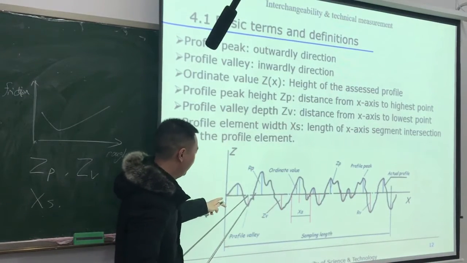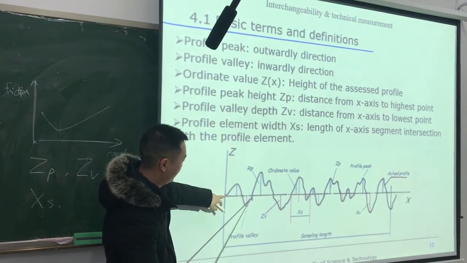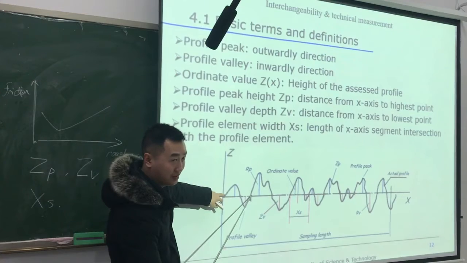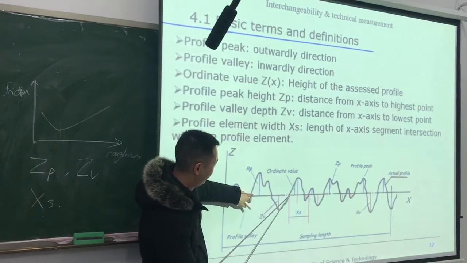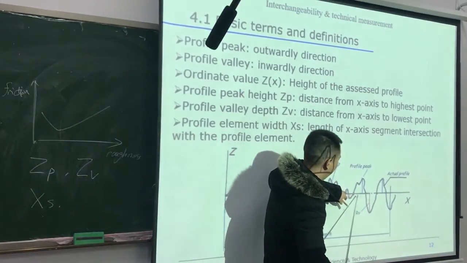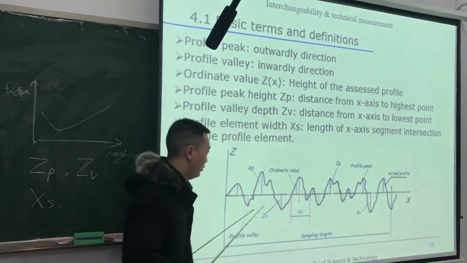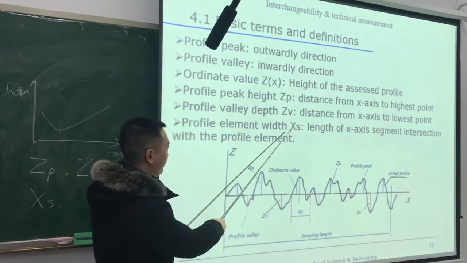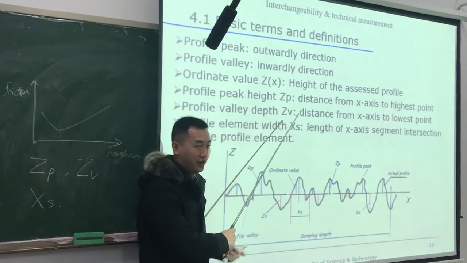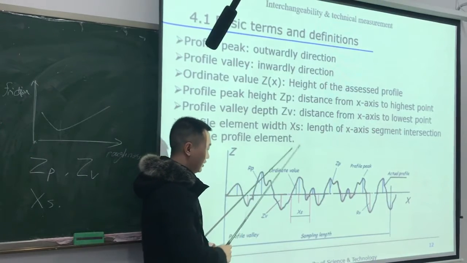For example, here we have a peak, and here a valley. So this distance is the xs. This distance is xs. This is also xs. This is xs. In fact, for this profile, we can calculate a number of xs. But for zp and zv, there is only one, because it's the highest and lowest point to the x-axis.